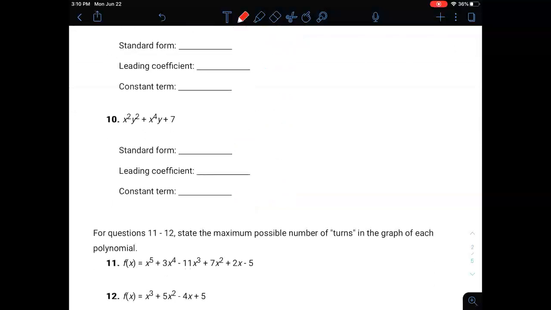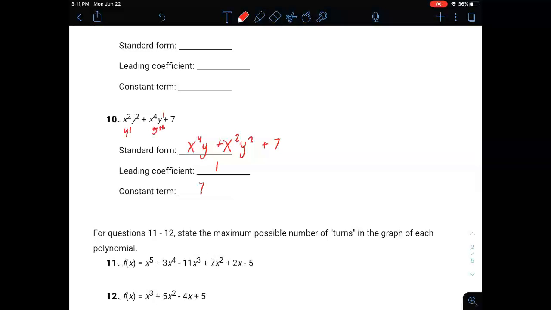All right. If we go to number 10, our standard form for number 10, we are looking at the exponent, okay? So our standard form is x to the 4th y plus x squared y squared plus 7. All right, our leading coefficient is 1 and our constant term is 7. All right, and if you look at it too, I've got x plus 4 and a y to the 1st.